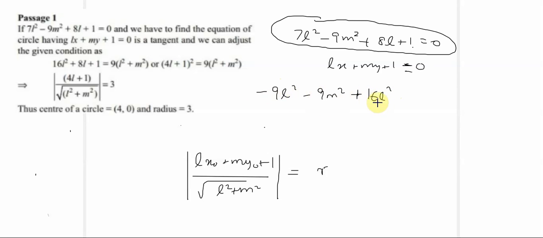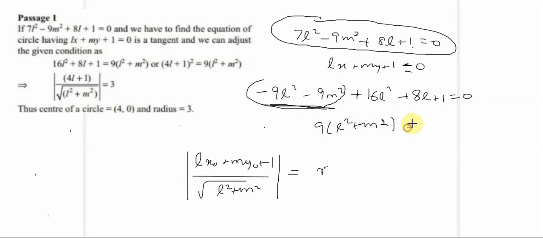So see, this changes nothing actually. 16L square minus 9L square gives 7L square. So 7L square we're splitting as 16L square minus 9L square just to get this term right here. And then remaining we have 8L plus 1 equal to 0. And now taking this term to the other side, we have 9 times L square plus M square equal to, this is a square actually. This is 4L plus 1 whole square. You can expand and check if you want.